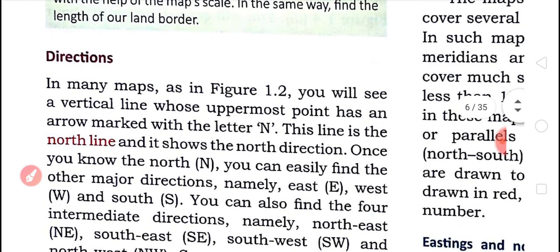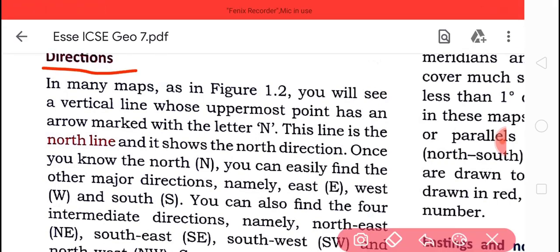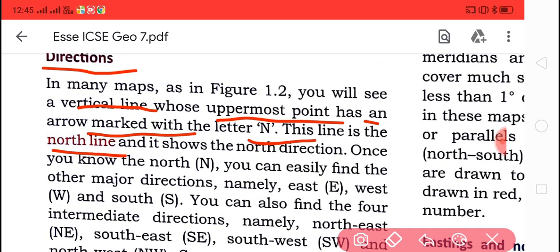Now, direction. All of you know the directions. There are four directions: north, south, east, west. In many maps you will see a vertical line whose uppermost point has an arrow marked with the letter N. This is called the north line or the north direction. Once you know the north, you can easily find the major directions: east, west, north, south.